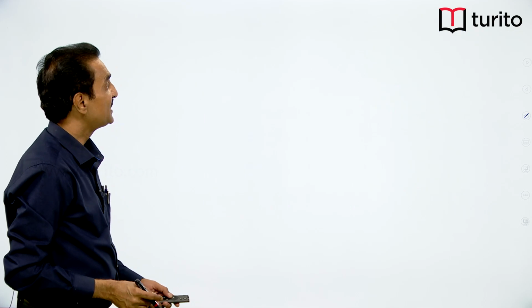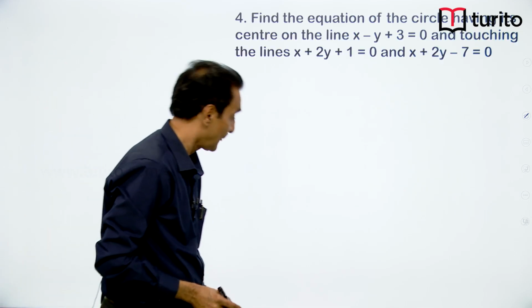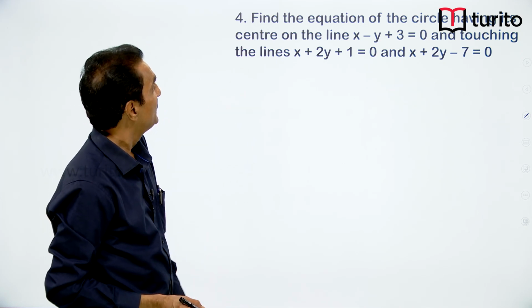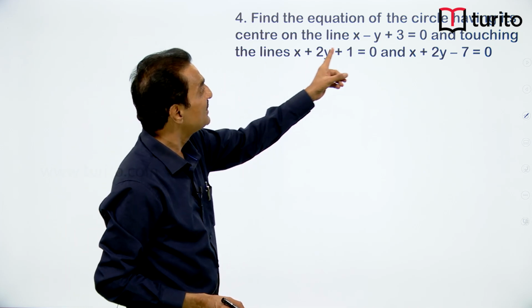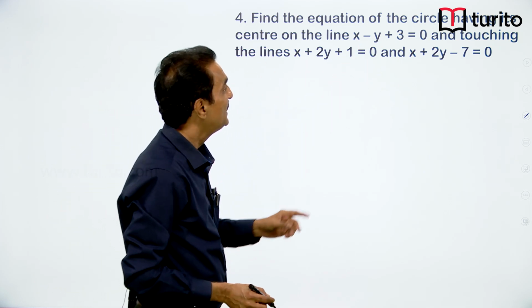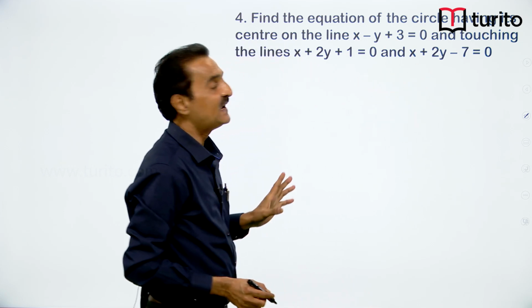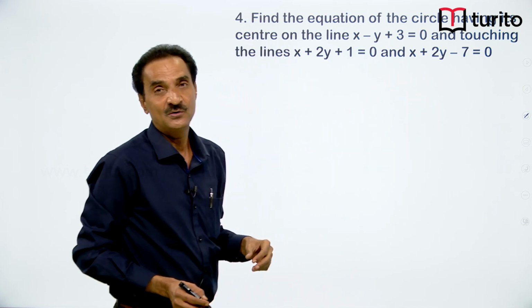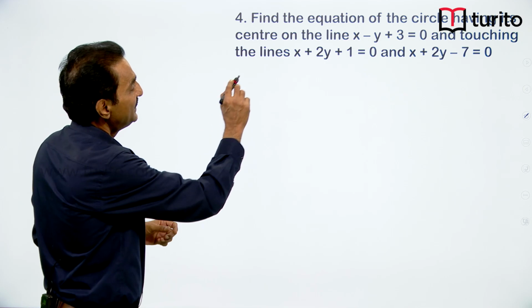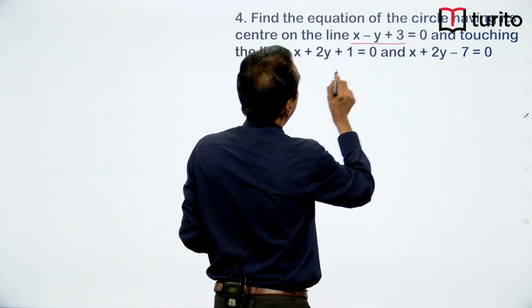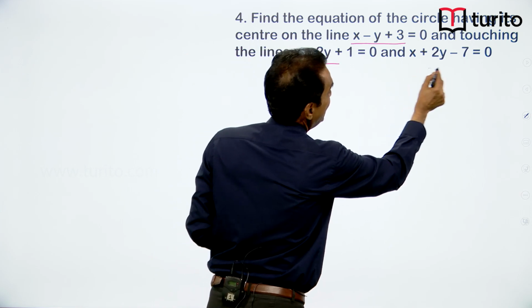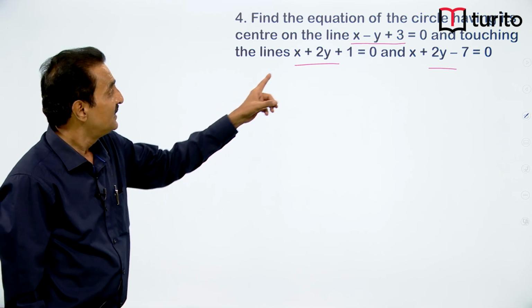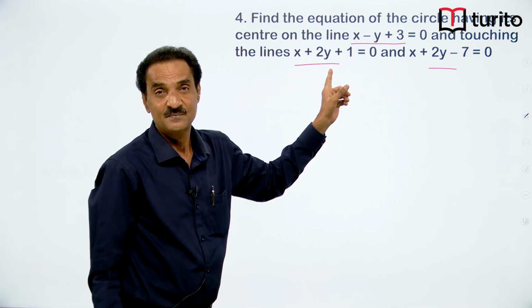Now, moving to the next question. Find the equation of the circle having center on the line x minus y plus 3 is equal to 0 and touching these two lines x plus 2y plus 1 is equal to 0 and x plus 2y minus 7 is equal to 0. It is given that the center lies on this line and it touches both this line and this line. What do you observe in the question? These two lines are parallel lines.